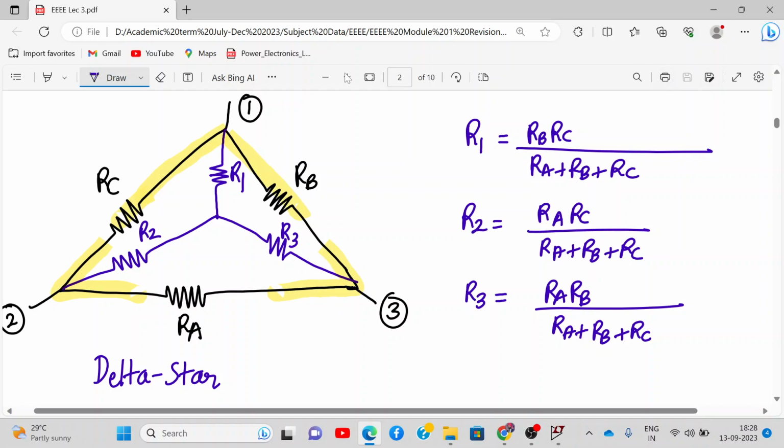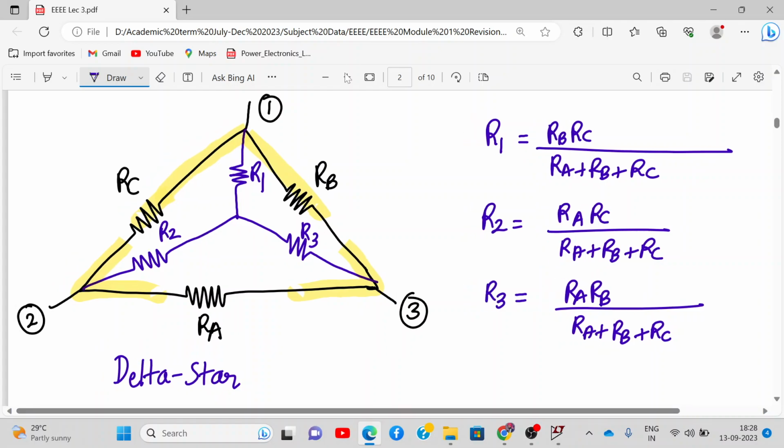Okay. So these are the formulas. Please note them down. We are converting from delta to star, and these are the formulas: the adjacent resistance divided by the total resistance. Don't go by the notations over here. RA, RB, RC can be written anywhere, and R1, R2, R3 can be written anywhere. Just remember adjacent upon total: adjacent multiplication divided by total addition of resistance values. Got it? So this is the first one, delta to star.